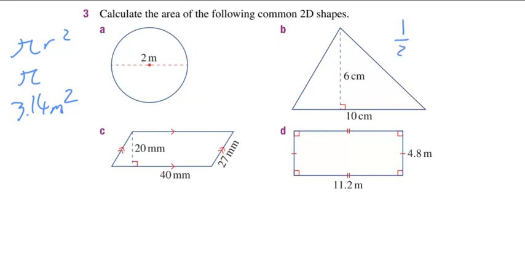So half base times height, which would be half of 10, which is 5. 5 times 6 is 30. 30 centimeters squared is our answer for that one.